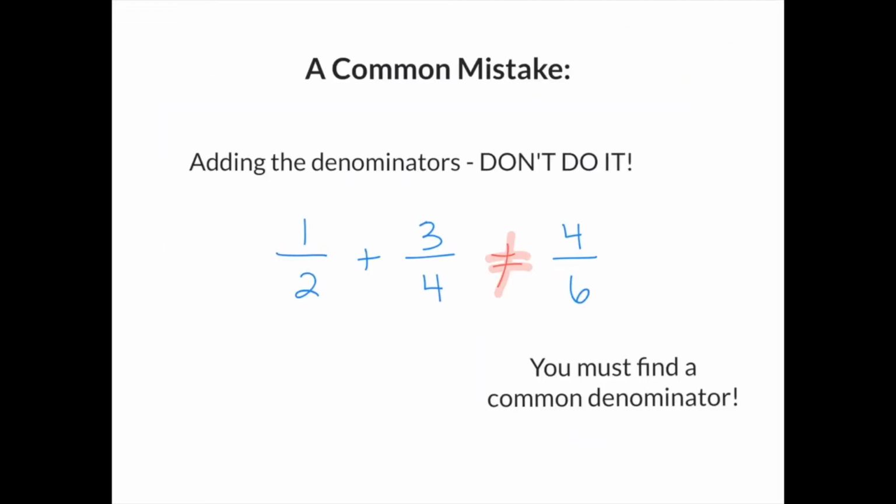A common mistake is adding the denominators. Don't do it. 1/2 plus 3/4 does not equal 4/6. You must find a common denominator.